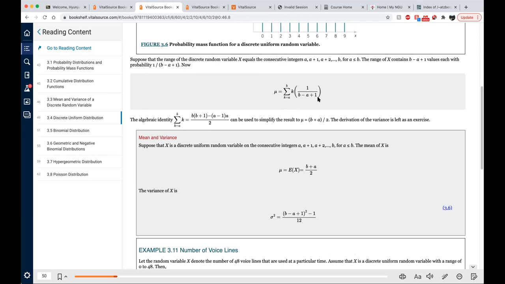So now we can simplify this. Let me explain the formula of the mean and variance by looking at my lecture note.